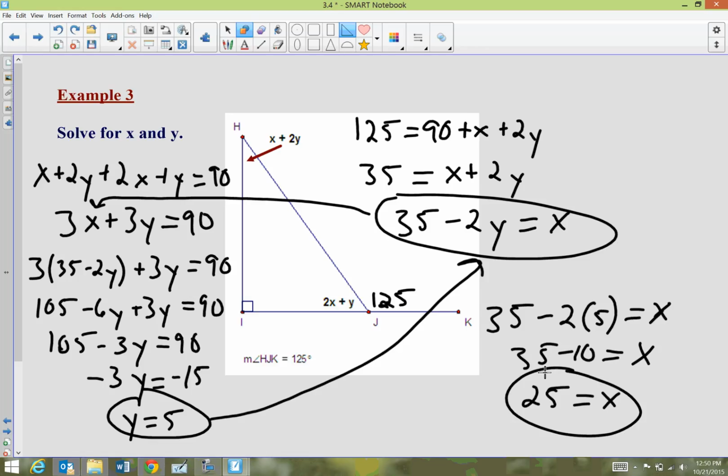Now let's just sort of check ourselves and at least make sure that these two angles are complementary. 2x plus y would be 2 times 25 is 50, plus 5 is 55. x is 25 plus 2y is 10, so 35. 35 and 55 do add to 90.